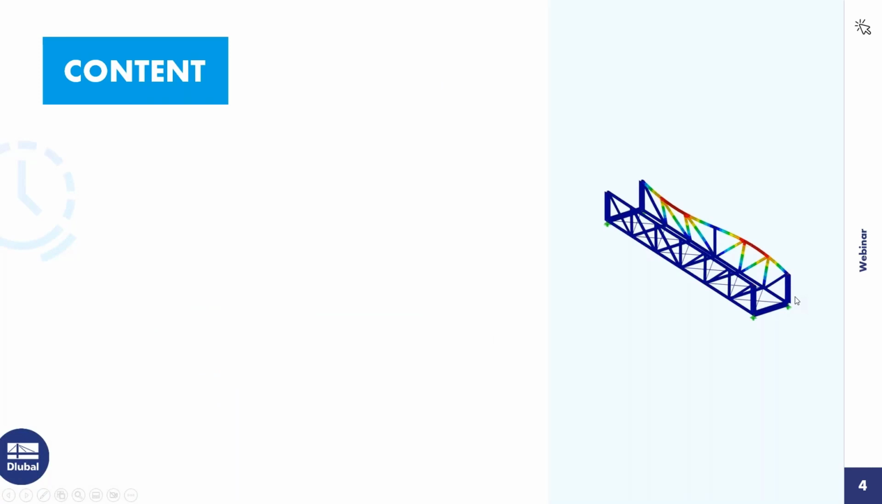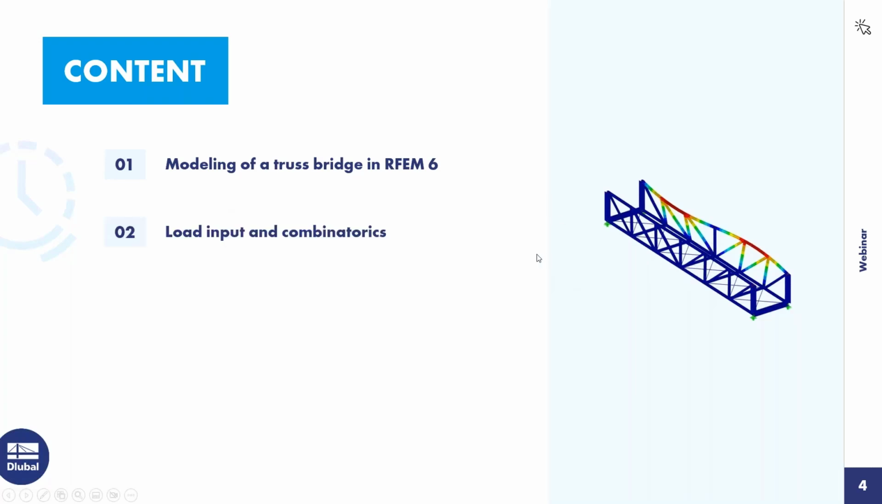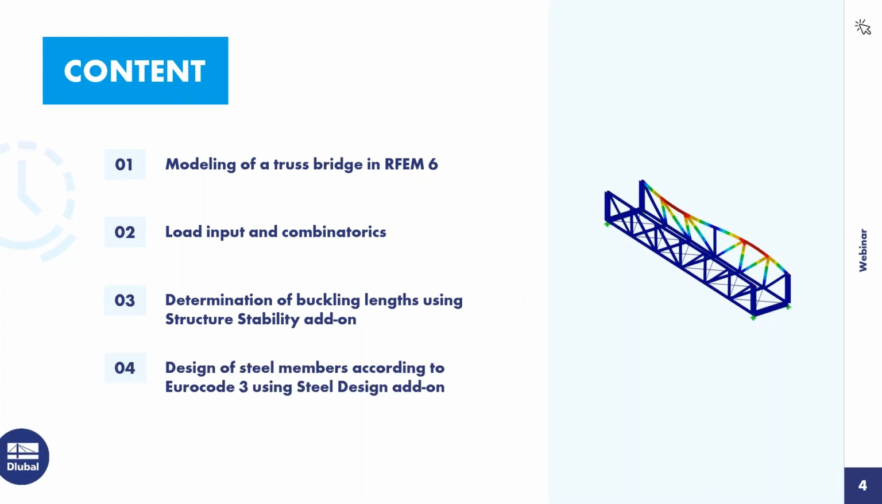info@dlubal.com. To the agenda today, Oliver starts with the modeling of that truss bridge here. Then he will input loads and do the combinatorics. Then follows the determination of buckling lengths with an eigenvalue analysis using the structure stability add-on. And then the last point is the design according to Eurocode 3 with the add-on steel design. Okay, then I will hand over the screen to Oliver, and he can start with his presentation.